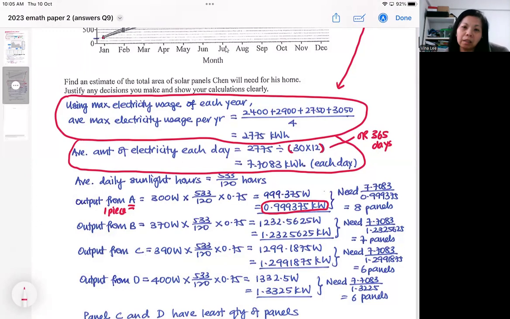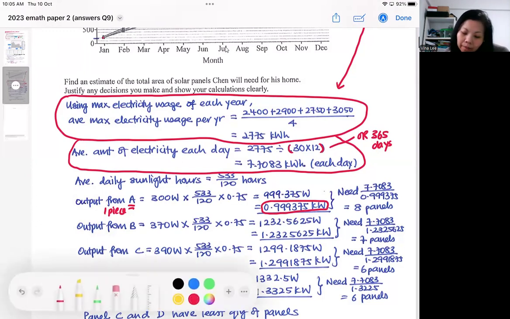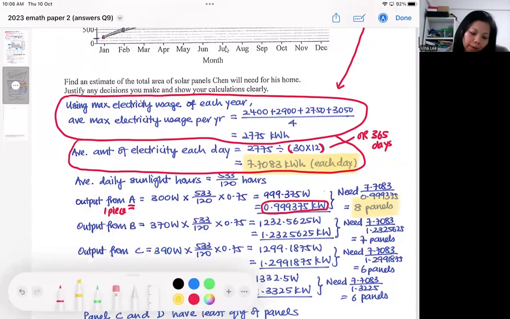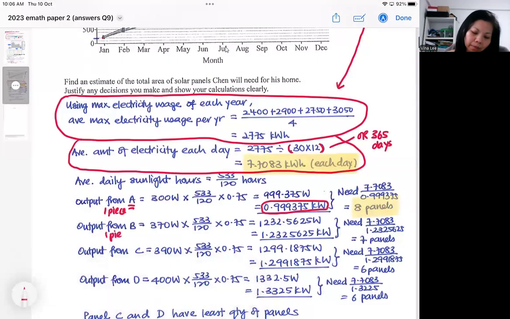But because he needs this every day, if the need for electricity is fixed, and if one piece of A can provide this, then I got to calculate how many pieces I need. So I will need 8 pieces. So I do the same thing for one piece of B. How much energy can I get from one piece of B? In this case, if you look, I apply the formula, it has a higher watt. So it actually provides more energy.